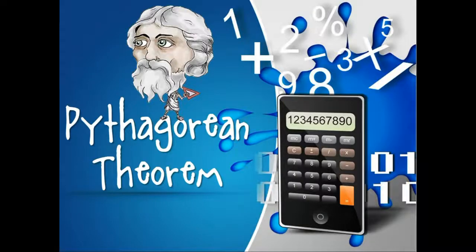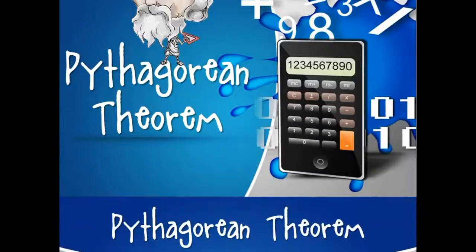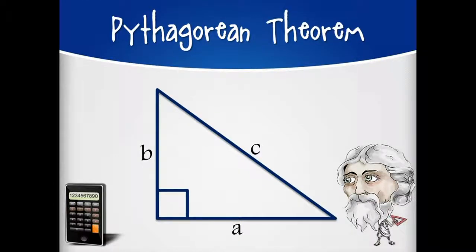Today we are going to discuss the Pythagorean theorem. This is a right triangle. The two shorter sides are called legs. The longer side is called the hypotenuse.